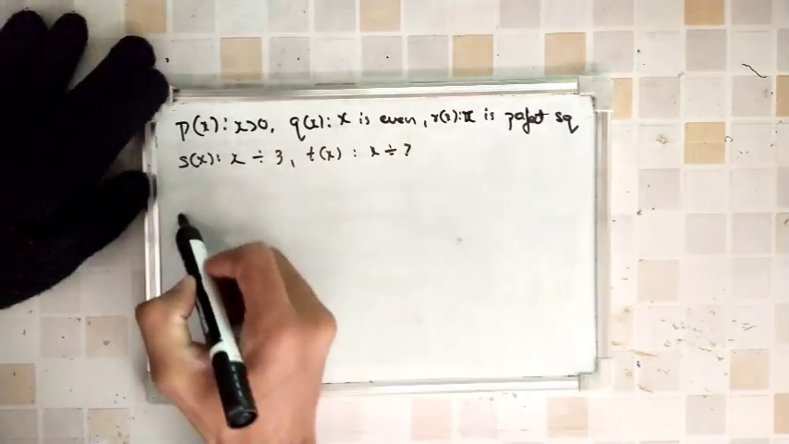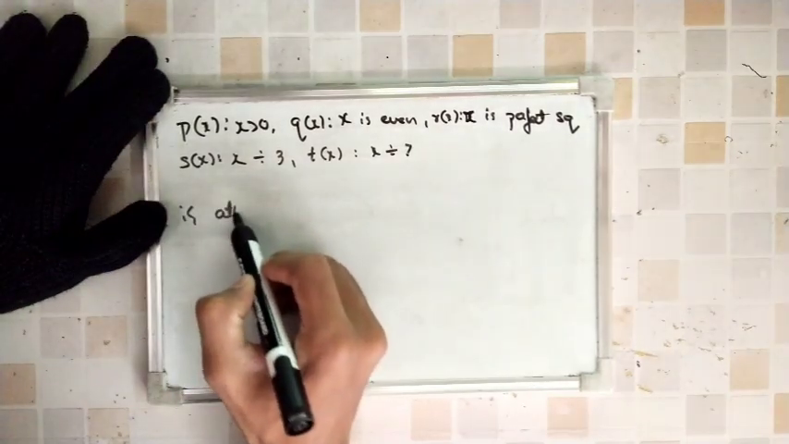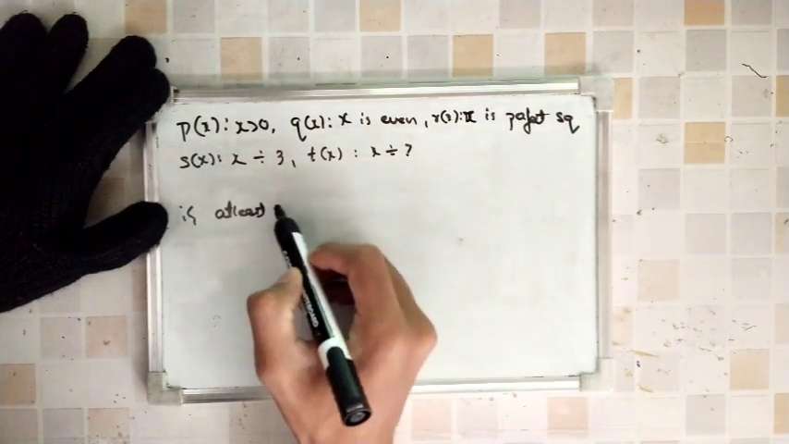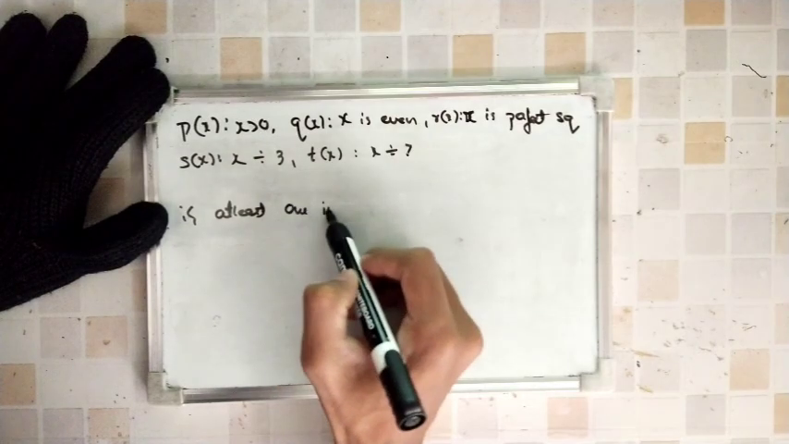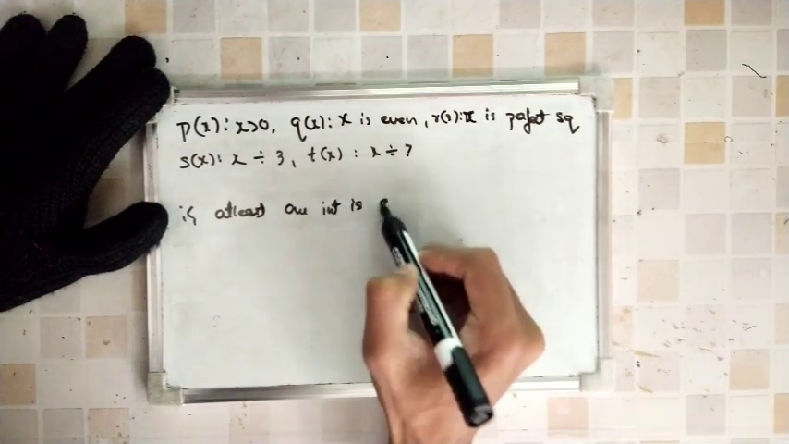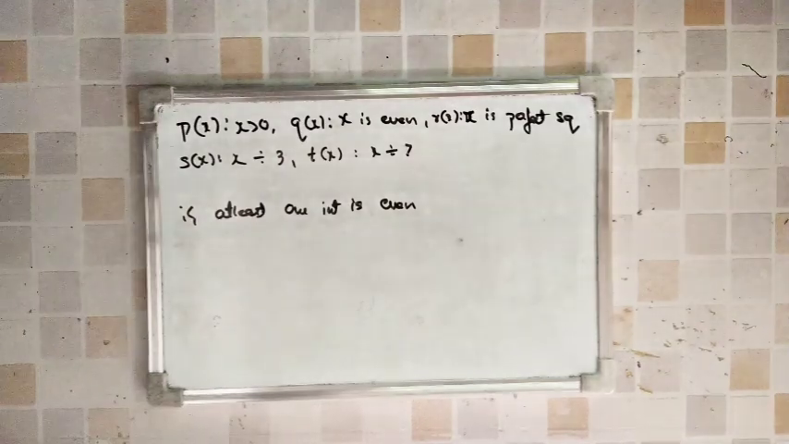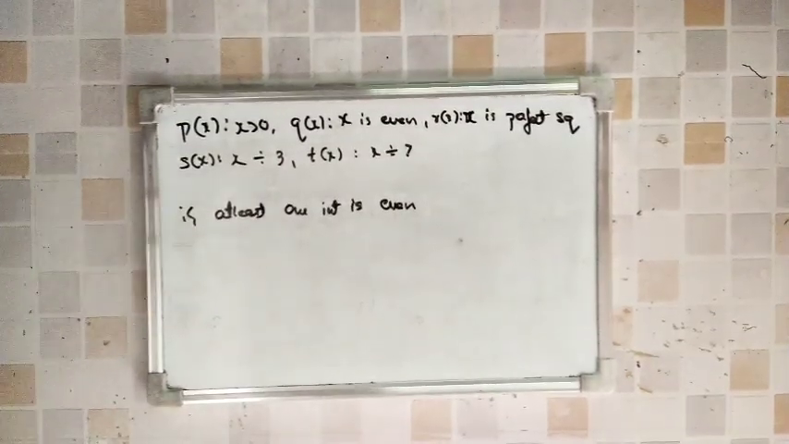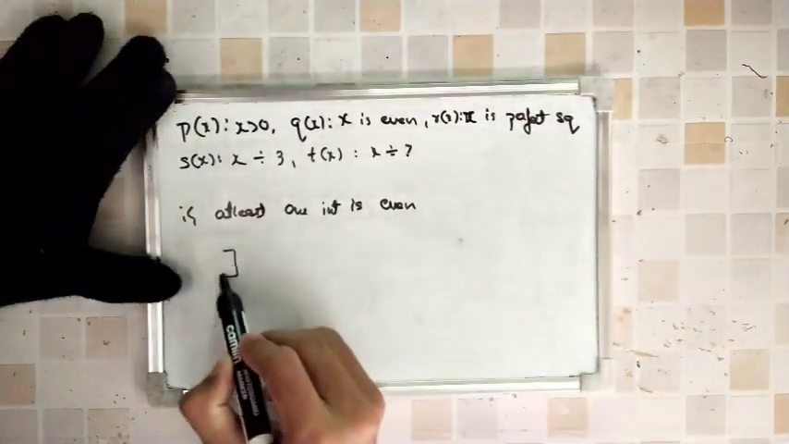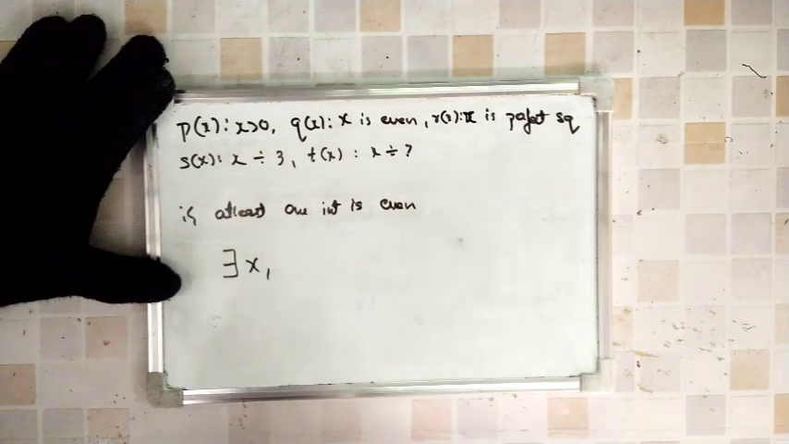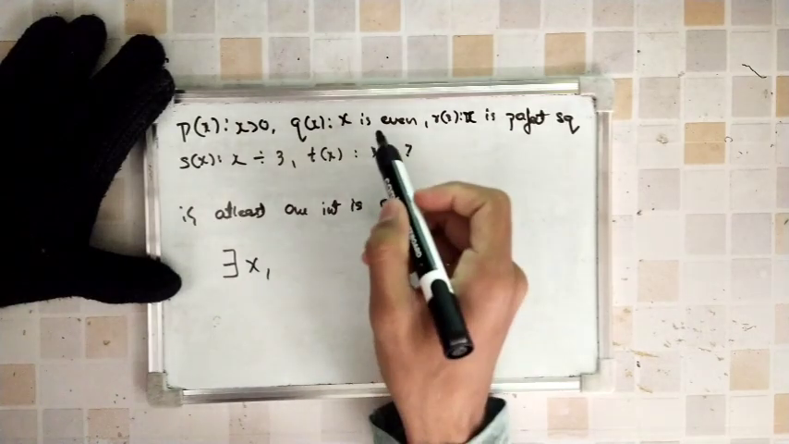First one, they have said at least one integer is even. See, since they have said at least, they have not said all integers are even. They have said at least one integer, means we have to write there exists x such that, now see, Q of x is even, right?